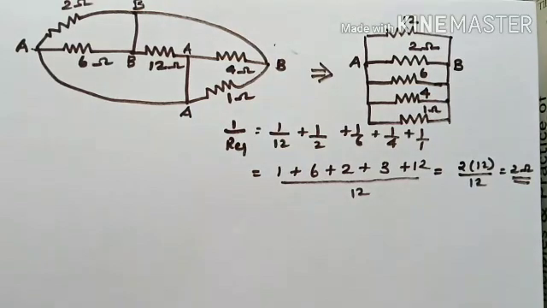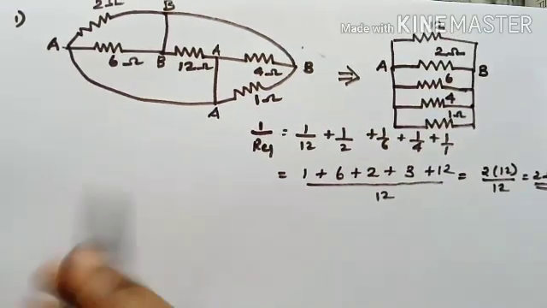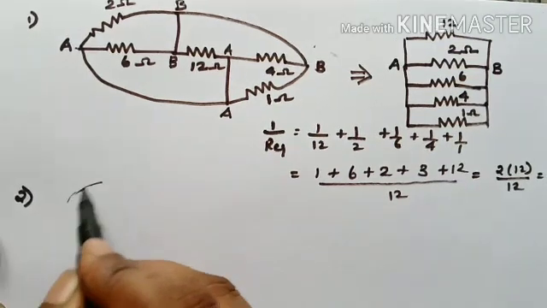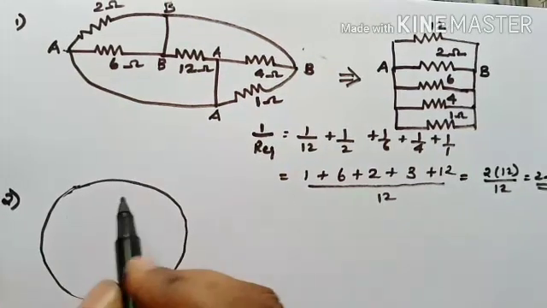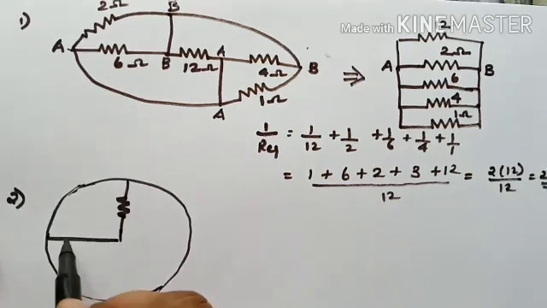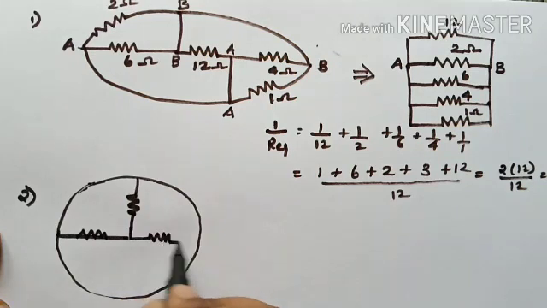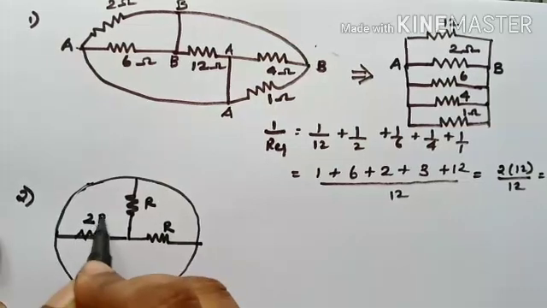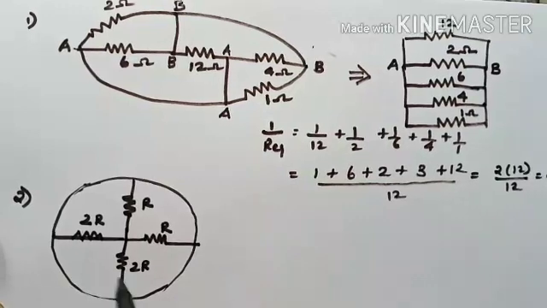How would you draw it? Let's make another circular form. Okay, this is my second circuit. I'm going to draw it in the same form. Then we have to draw something in between. This is one resistance. Sorry, I cursed. This is 2R, and this is 2R, and this is also 2R.